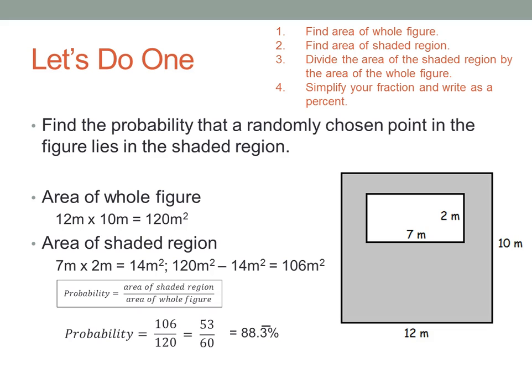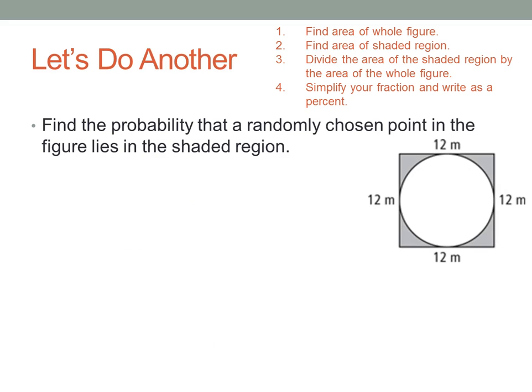Percent. The bar over it simply means the threes keep repeating. So it's 88.3333 and so on percent. So that would be my answer in terms of probability of throwing a dart and hitting the shaded region. All right, let's do another one.